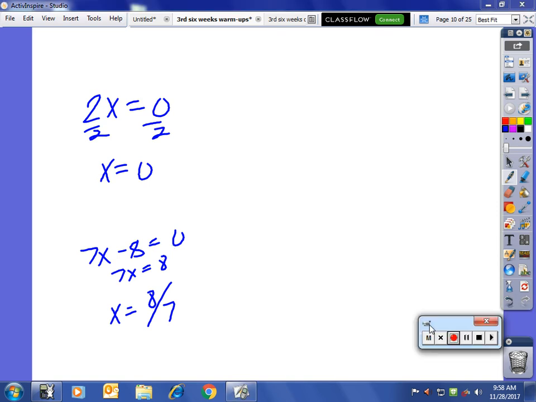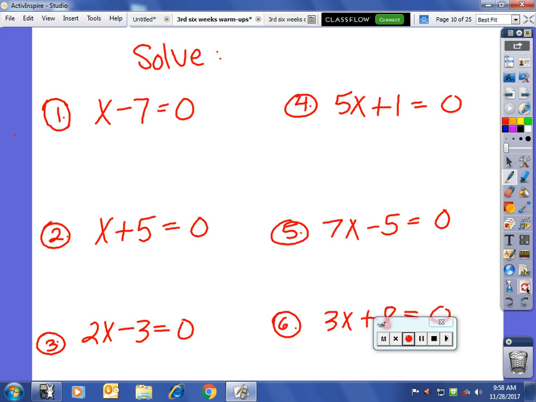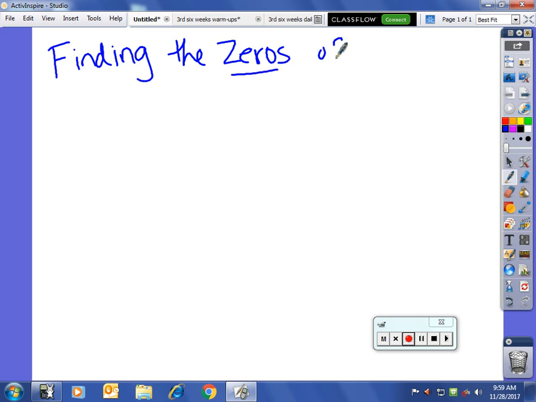Okay, there's several parts to this lesson. What we are doing today is finding the zeros. So why do you think we did that warm-up we did? What were all those equations equal to? 0. So finding zeros involves setting something equal to 0. We're finding the zeros of quadratic functions.